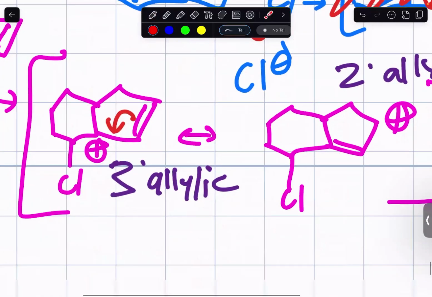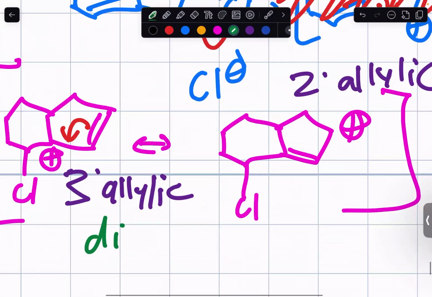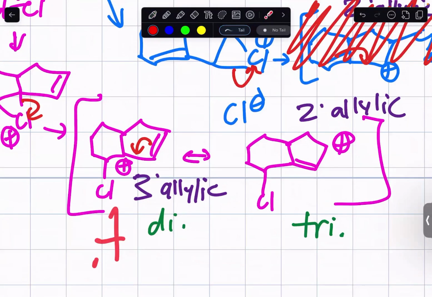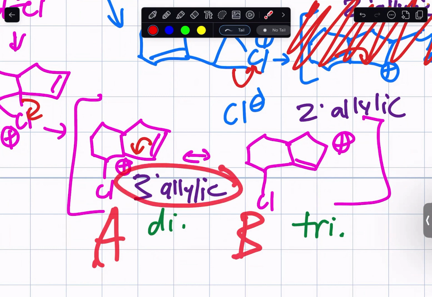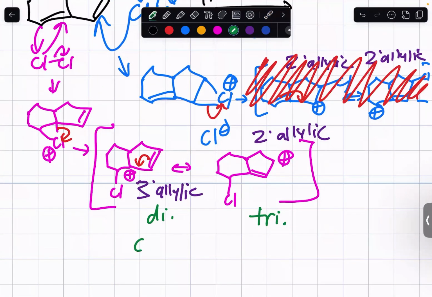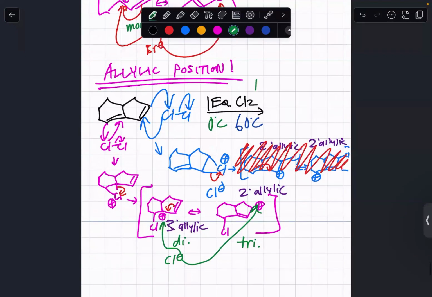Okay, now let's analyze the alkene. This is disubstituted, this is trisubstituted. Which one is your kinetic intermediate? Which one is your thermodynamic intermediate? First is kinetic, right? Because it has the more stable carbocation intermediate. And then second is the thermodynamic because that's the more stable double bond, right? So Cl minus attacks to get both products. If you're given 0 degrees Celsius, you're going to get this kinetic product. If you're given 60 degrees Celsius, you're going to get this thermodynamic product. Just like that.